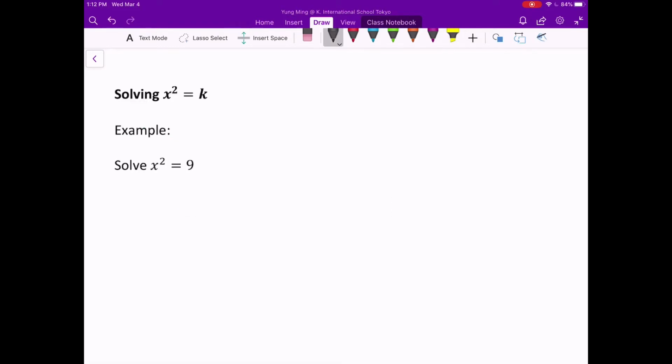Now we're moving on to solving x squared equals k. For example, x squared equals 9. I know you're probably going to say, hey, x is equal to 3. But is that really the case over here? Sure, you are right, but that's actually not the complete answer. Because if you think about that, you actually have another answer.